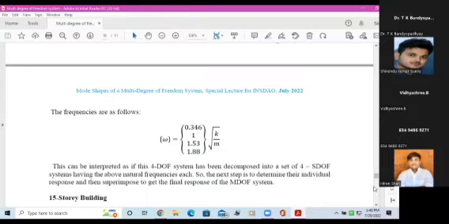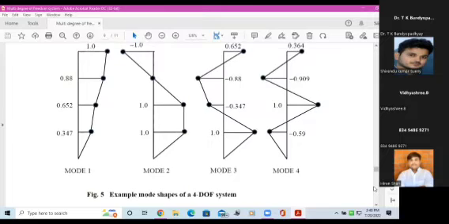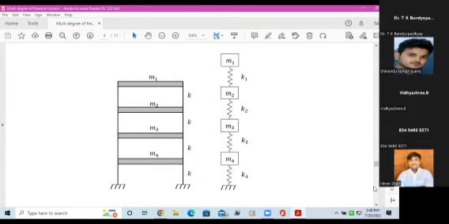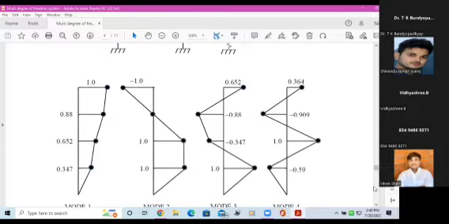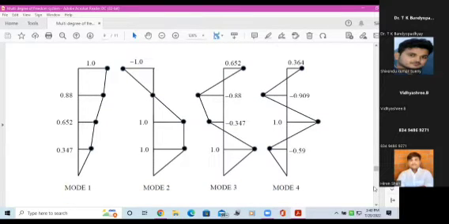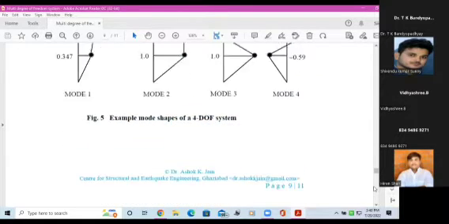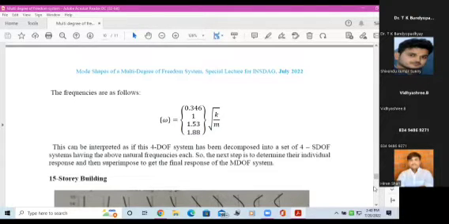Okay, so it can be interpreted that we have decomposed a 4 degree of freedom system, that is a multi-story building having 4 stories, into 4 single degree of freedom systems. Each system has these deflected shapes which are shown on my screen, and these are the frequencies of each of those single degree of freedom systems. So it is an equivalent single degree of freedom system. We can find the response of each single degree of freedom system, and then we can combine them by carrying out the mode superposition method to get the total response of this building.